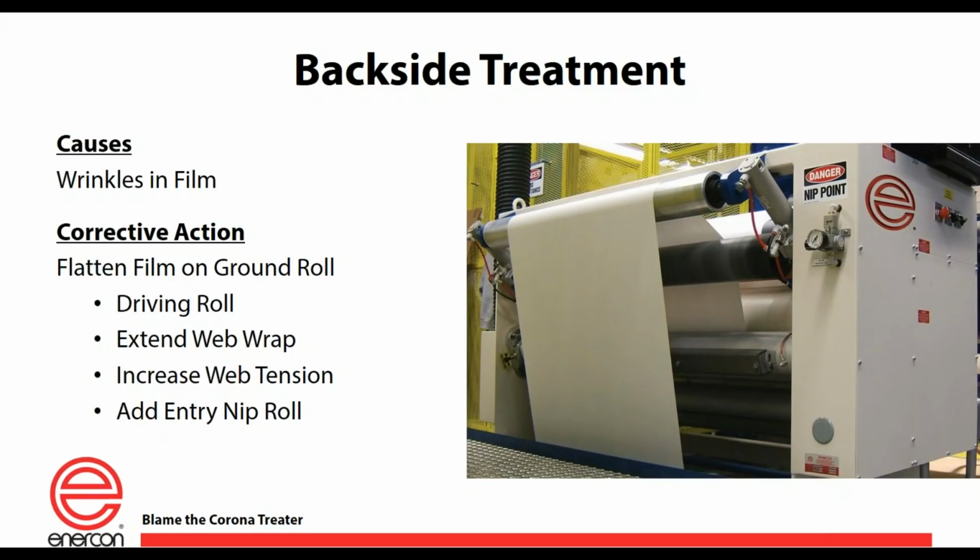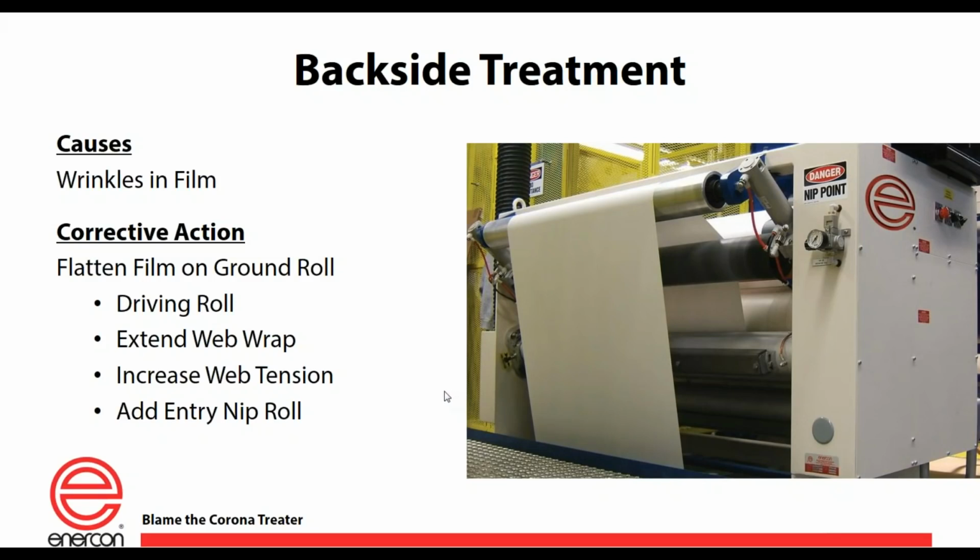Going forward, if it's a consistent problem and you can't remedy it by changing film or talking to your film supplier and seeing if they can get you some better product, then you may have to look at some pretty drastic things like adding nip rolls, driving the treater roll, maybe even adding some additional accessory rollers like grooved rollers or things of that nature.